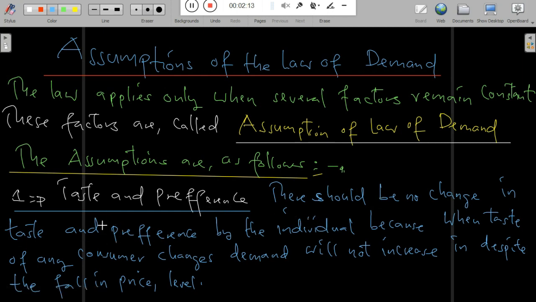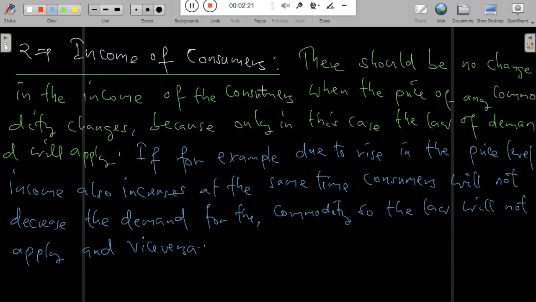If the income of consumers actually changes, there is a possibility that a consumer will buy more quantities of goods without being affected by the level of prices. For example, due to a rise in the price level, the income also increases at the same time. Now consumers will not decrease the demand for the commodities. So the law of demand will not apply, and vice versa is true.